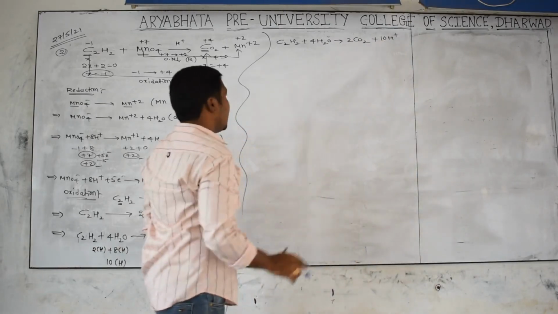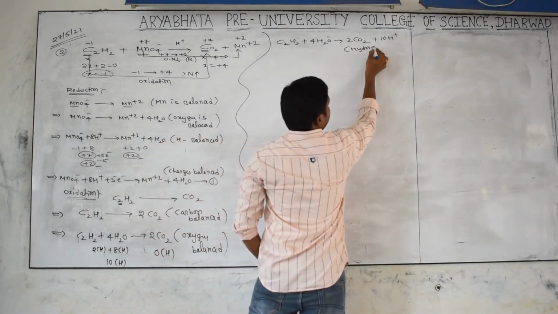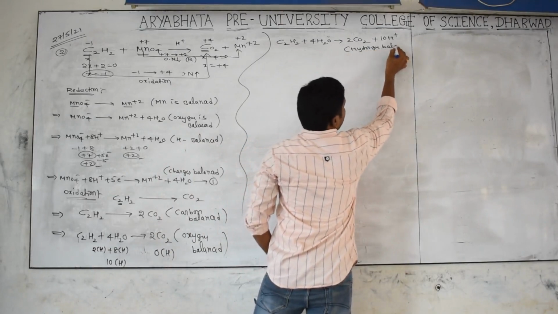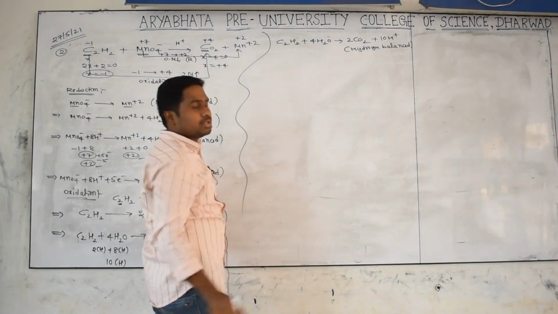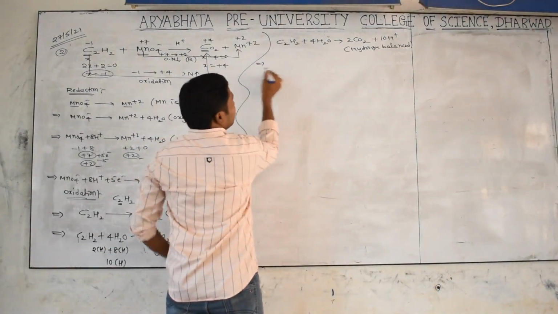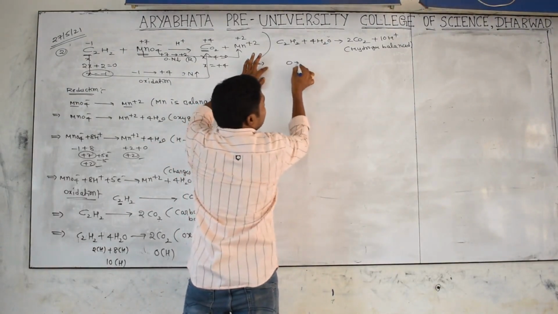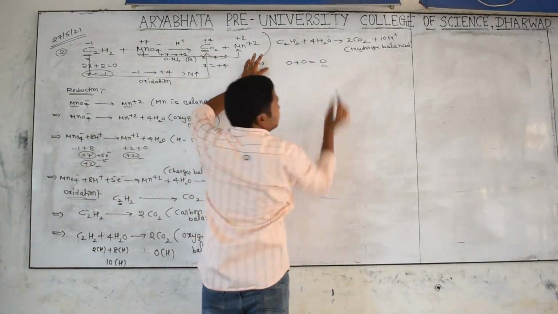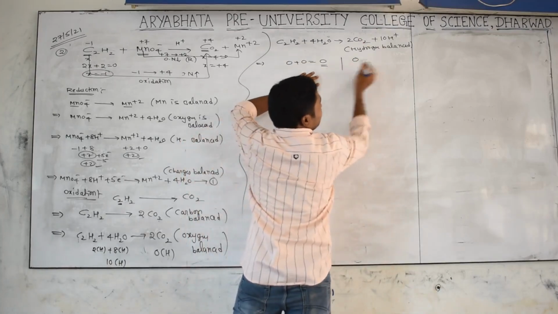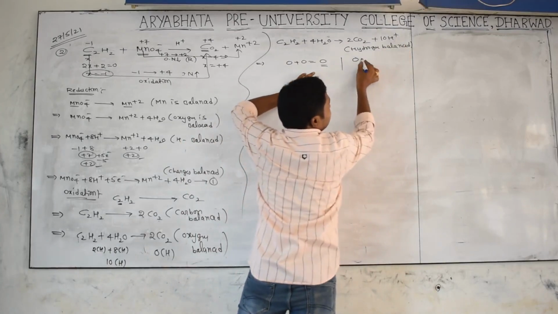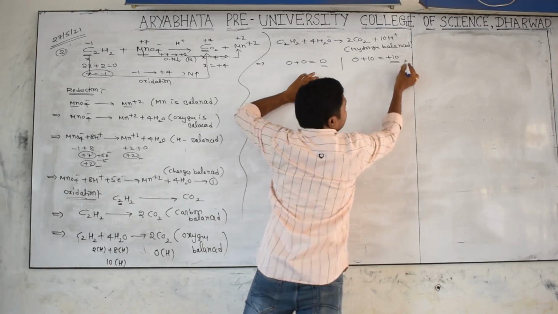So hydrogen is also balanced. Next we have to go for balancing of charges. What has to be done here? The whole charge on this molecule is 0. Water is also 0. Finally, on the left side we have 0 charge. Coming to the right hand side, CO2 has charge 0, and 10 hydrogens means plus 10. So finally, on the right hand side we have plus 10 charge.